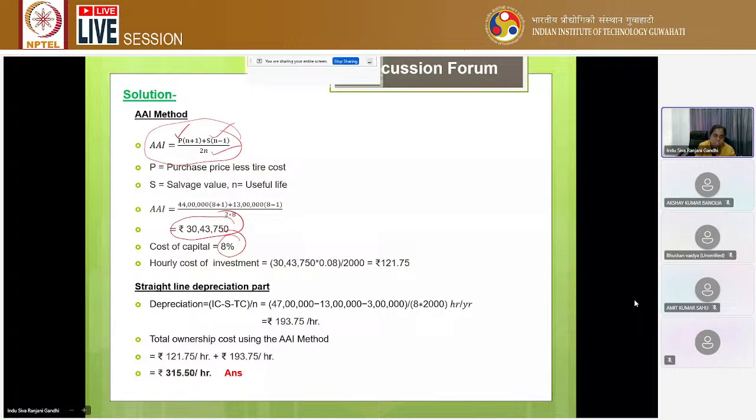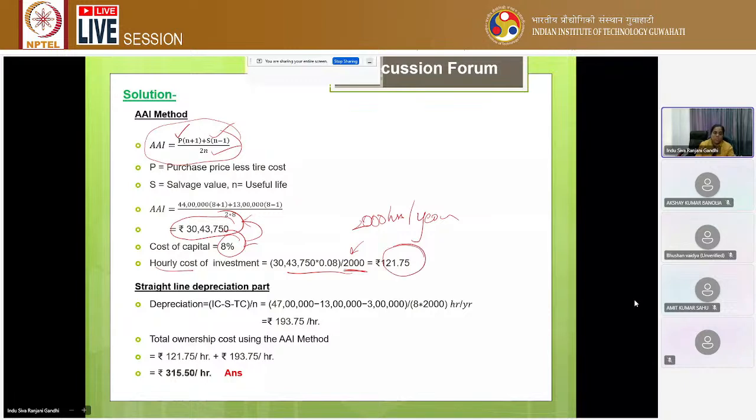It is given. Okay, so now the hourly cost of investment you can calculate as 8% of this average value. Okay, 8% of this average value, and you need the hourly cost. So you have to divide by the equipment usage in a particular year. So you're using the machine for 2000 hours in a year. Okay, 2000 hours in a year. So when you divide it, you can get the hourly cost of the investment.